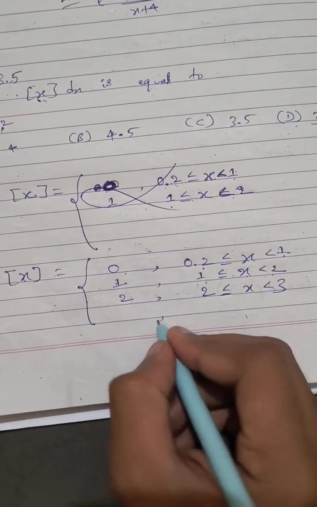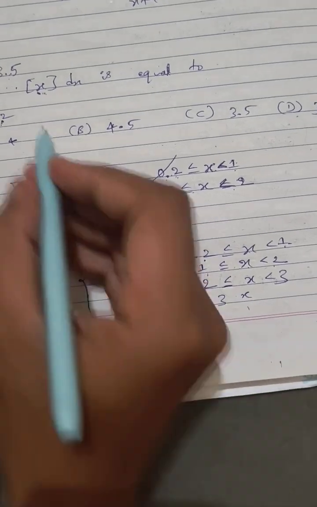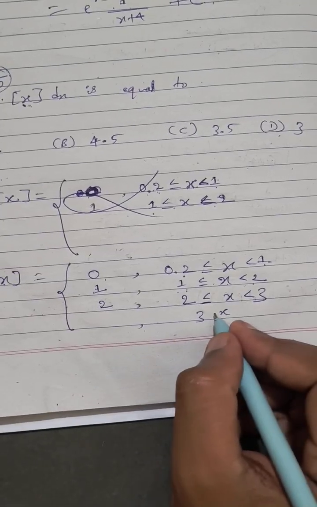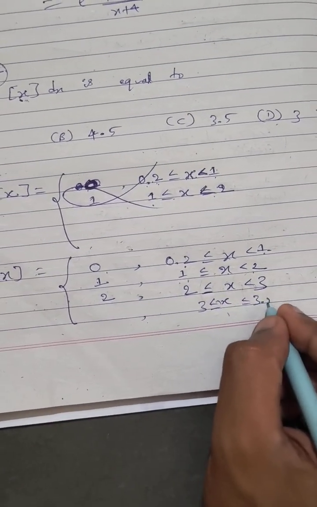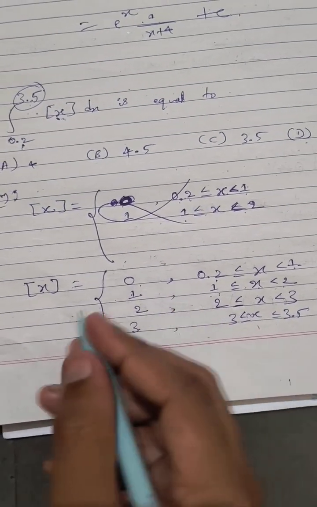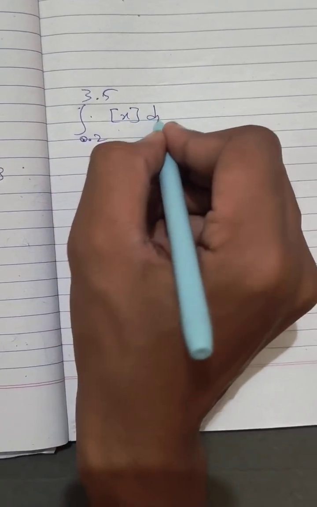Is it clear, student? The last upper limit is 3.5. So if x lies between 3 and 3.5, then the greatest integer value of x is 3 only. Is it clear, student? Now consider the integral. The integral is from 0.2 to 3.5 of the greatest integer of x dx.